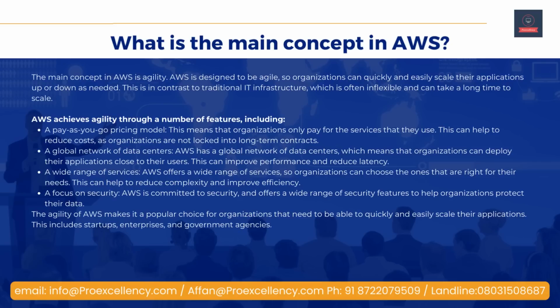AWS offers a wide range of services, so organizations can choose the ones that are right for their needs. This can help to reduce complexity and improve efficiency. A focus on security. AWS is committed to security and offers a wide range of security features to help organizations protect their data. The agility of AWS makes it a popular choice for organizations that need to be able to quickly and easily scale their applications. This includes startups, enterprises, and government agencies.